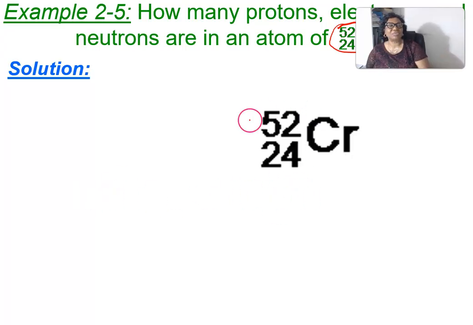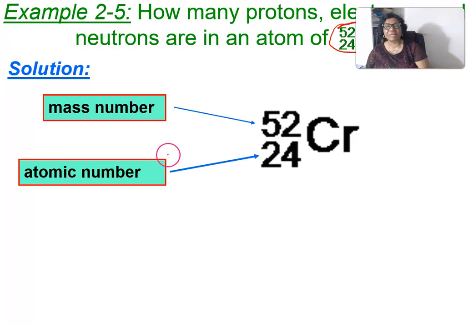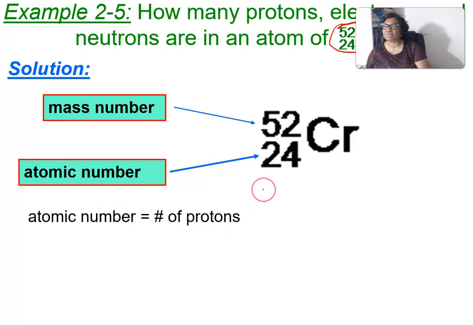So that is the isotope of chromium. This is the mass number. This is the atomic number. We know that atomic number equals the number of protons. So this will give us 24.